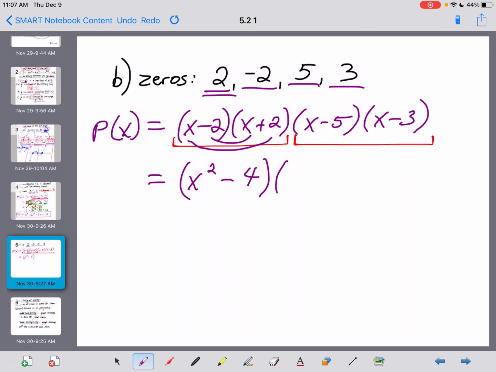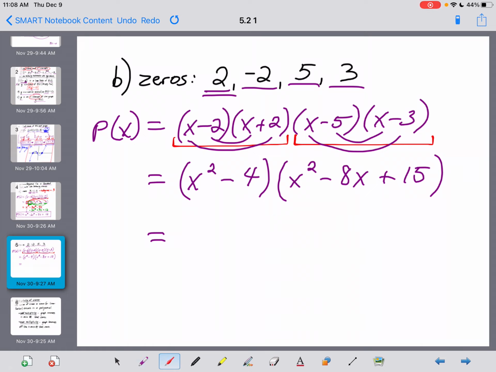But now let's work on the second one here. I don't think we're going to have any such luck right here. X times x is going to be x squared. Then outer product, x times minus 3 is minus 3x. Inner product is minus 5x. So that makes a minus 8x. And then the last product, negative 5 times negative 3 is a plus 15. Okay, so we're done with the initial FOIL, everybody, but now we've got to take each term from this binomial and distribute it, kind of long-range distribution, into the trinomial.